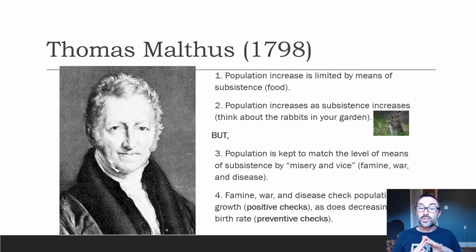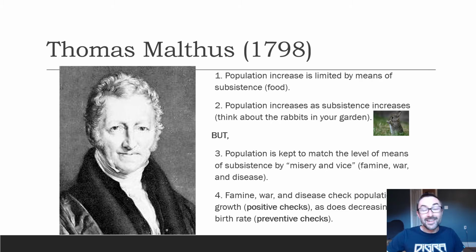Now, Malthus also said that population is kept to match the level of means of subsistence by, quote, misery and vice, famine, war, disease. These things are sort of like natural checks on population growth. They're called positive checks. Not positive, I don't know why he said positive exactly. It doesn't seem like they're good, like war isn't good, disease isn't good.